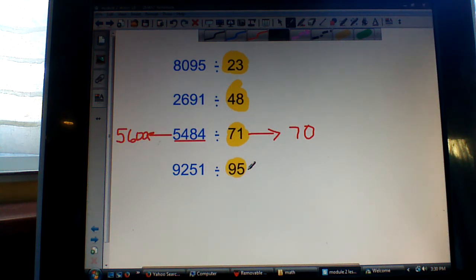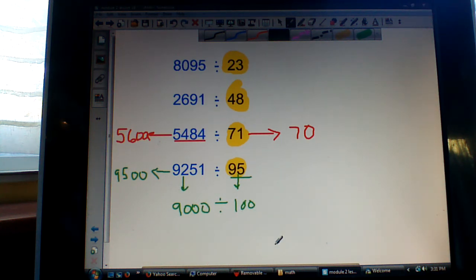Okay? What would I round 95 to? Well, can I leave it? Maybe. And then I would round this to 9,500. Right? Do you guys agree with that? You can leave this. That's fine. If you can make this something that's easily divisible by this. Can you round this to 100? Yes. And can you round this to 9,000? Yes. That's another way you could do it. Whatever works for you. Okay?